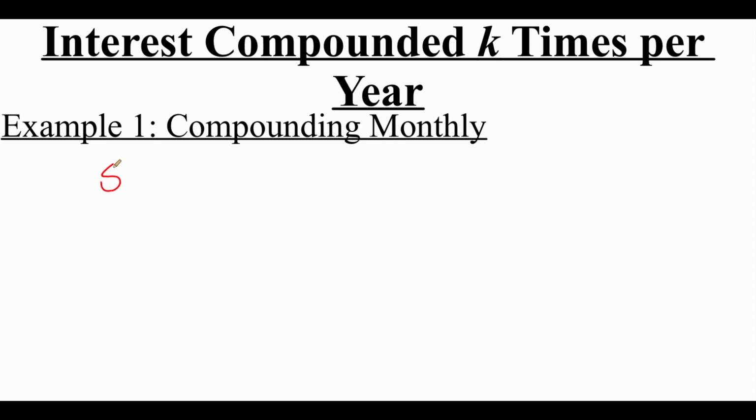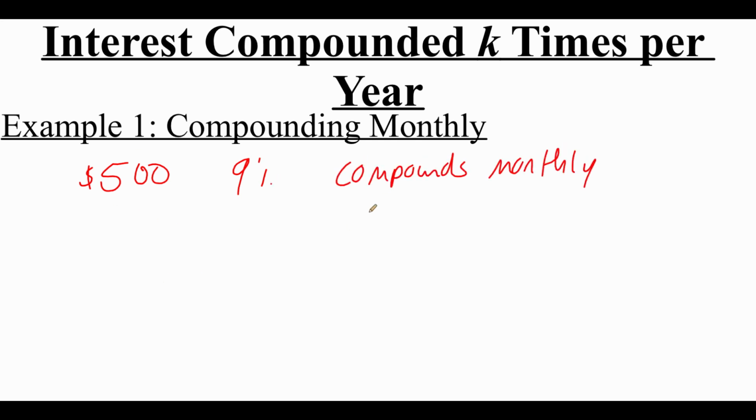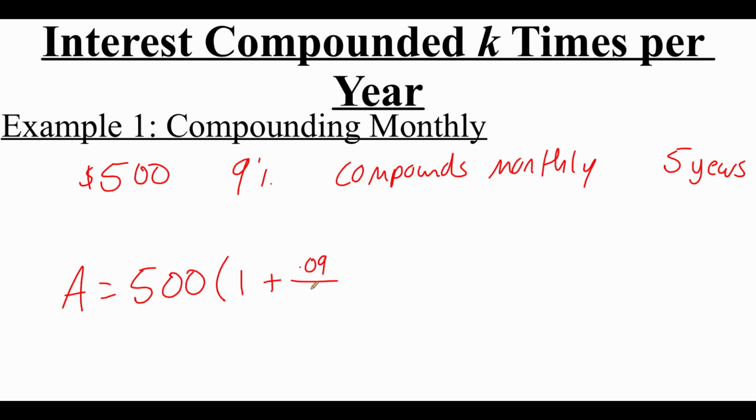So let's say we had $500 to invest, and we find an account that's going to pay us 9% interest, and it compounds monthly. And let's say we want to figure out how much our investment is going to be worth 5 years later. So to figure out the amount of money in our account, we start with our principal amount, so that's our $500, times 1 plus the interest rate as a decimal, so 0.09, over the number of compoundings per year. If we're compounding monthly, there's 12 months in a year, so there would be 12 compoundings per year. Then for our power, we're going to take that 12 and multiply it by the 5 years.